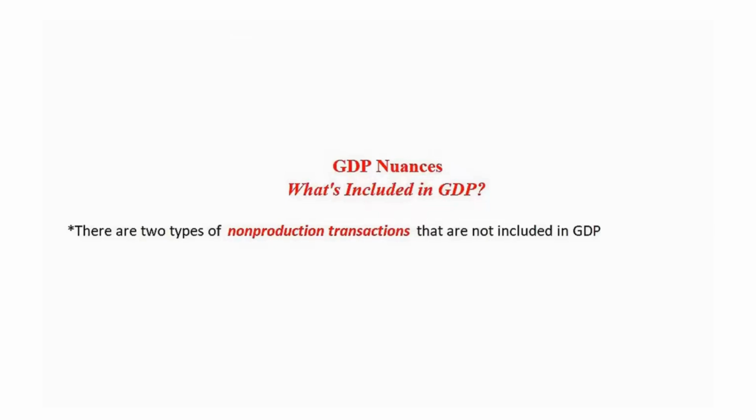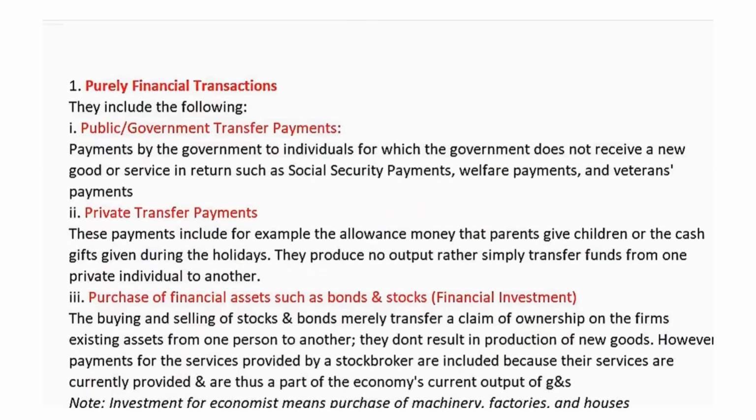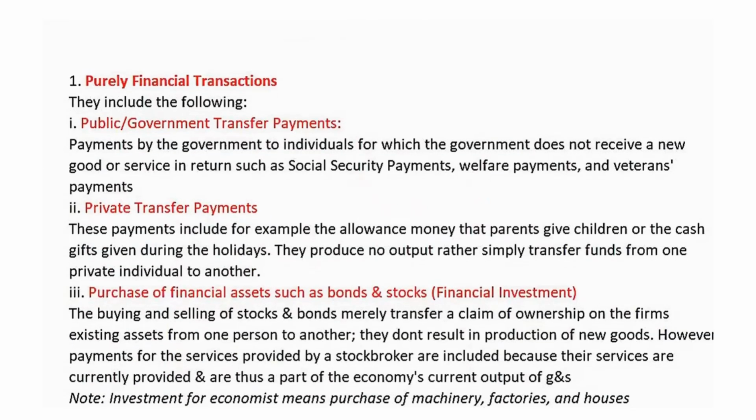Let's now look at what is and what is not included in GDP. First, let's look at two types of non-production transactions that are not included in GDP. The first one of these is purely financial transactions.